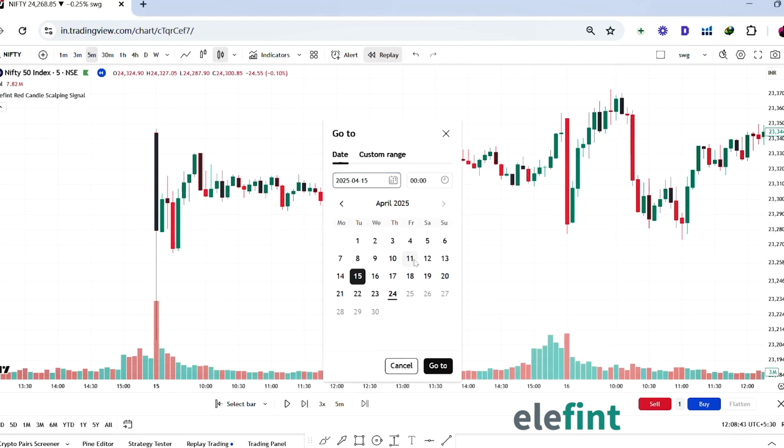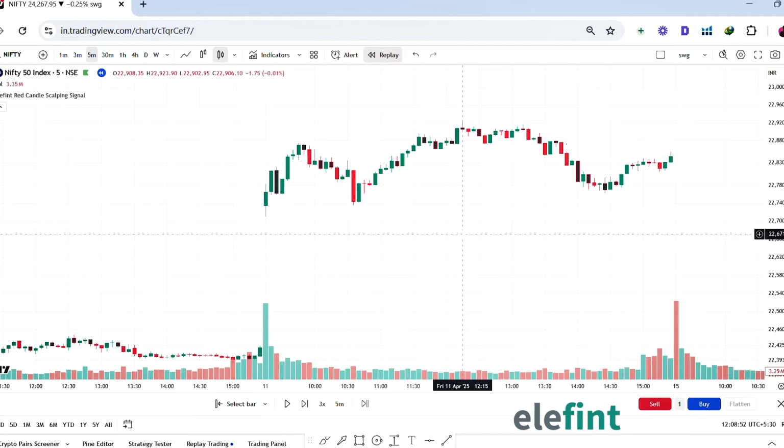We'll go to 11th April. See this 12:15 candle. The signal candle's volume is 3.35 million. The previous green candle's volume is 3 million. So the red signal candle's volume is greater than the previous candle's volume, and we have a follow-up red candle. Again, see this 12:30 candle. The volume is 3.6 million. The previous candle's volume is 2.53 million. You can check the volume at the top left corner. Check here, 3.6, 2.53. So this candle's volume is greater than the previous candle's volume, and we have a follow-up red candle.